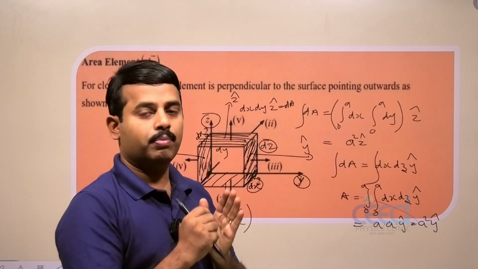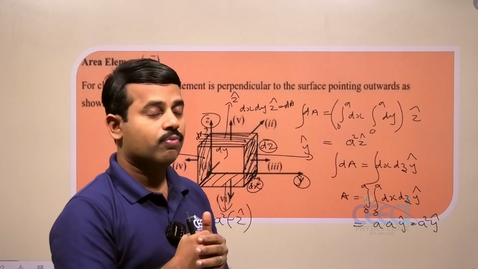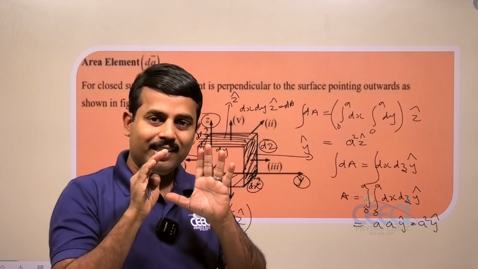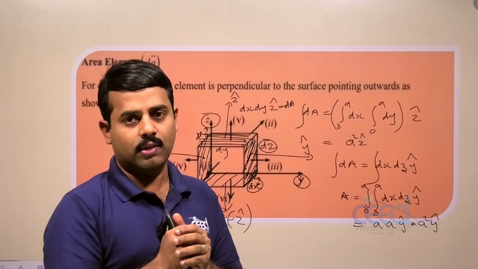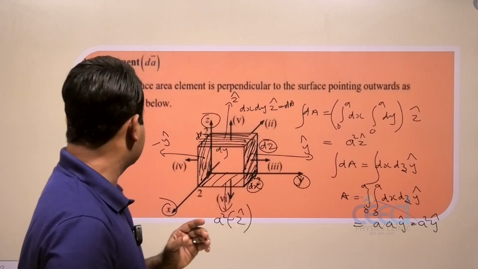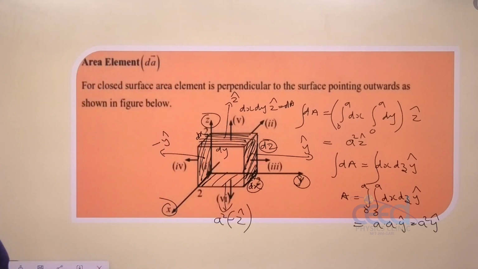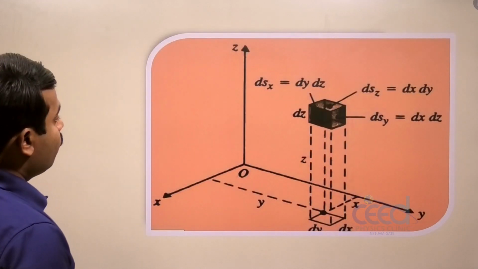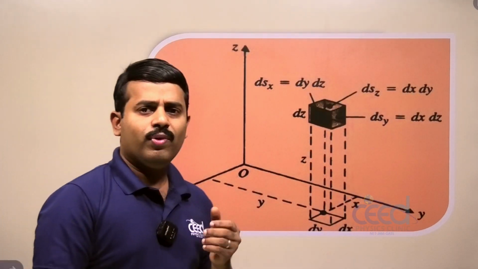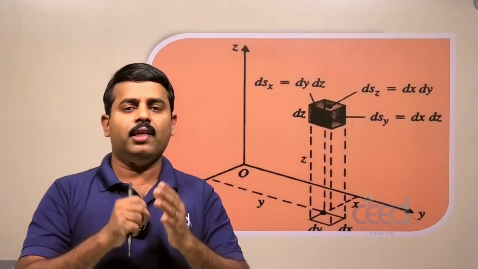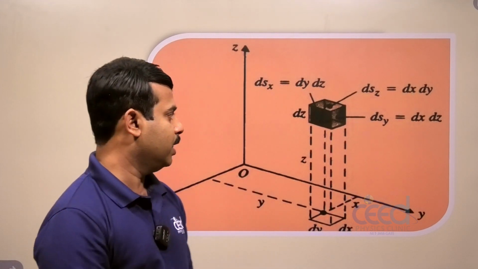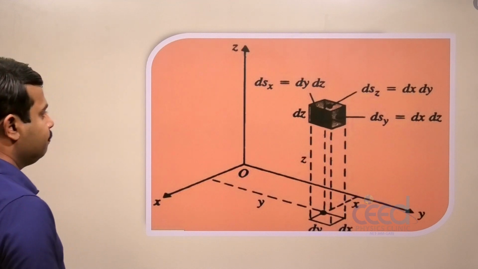So this way we can represent area for a particular figure in the Cartesian coordinate system. How we represent area is very important. Now volume: how do we represent a volume in the Cartesian coordinate system?